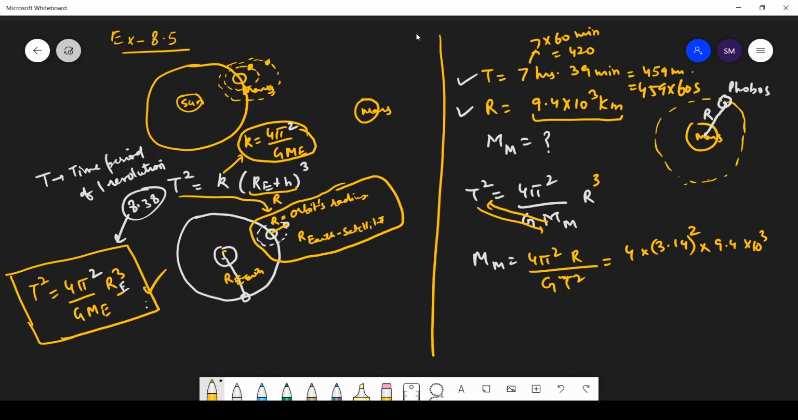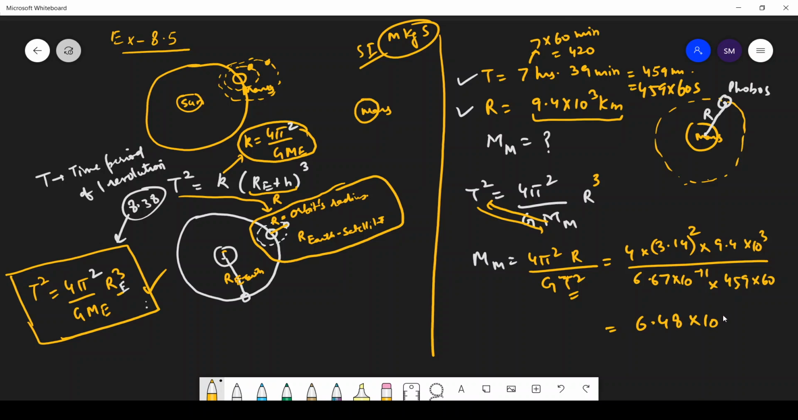So kilometer is not the MKS system, the SI system is meter, kilogram, seconds. Okay, that's your SI system. So that's in kilometers divided by G. What's the value of G? 6.67 into 10 to the power minus 11. That is the gravitational constant into, what is the time period for one revolution? That is 459 into 60 seconds, right? And you solve it out, so mass will come out to be 6.48 into 10 to the power 23 kg. Okay, students, done.